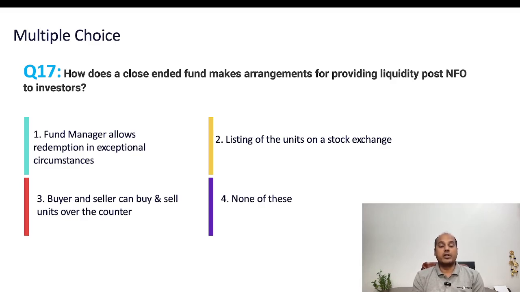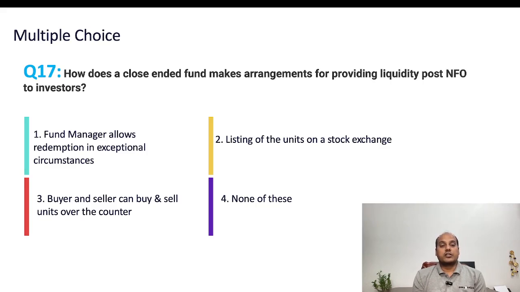So what can happen when a person goes and sells their units? He or she may or may not find a buyer. If they don't find a buyer, they will not be able to sell it, right? But if they find a buyer, then the price will be agreed between them. It's more market dominated.